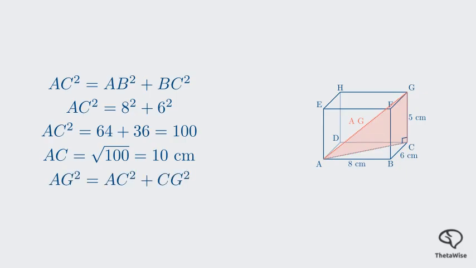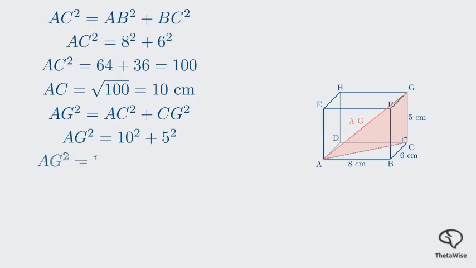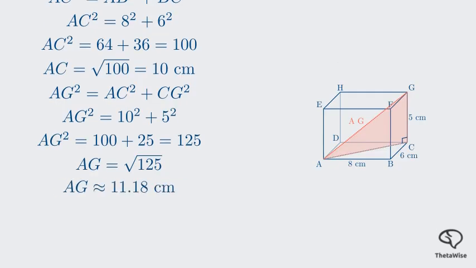We apply Pythagoras again to find AG. AG squared equals 10 squared plus 5 squared, 100 plus 25, is 125, so AG is the square root of 125. Using a calculator, the square root of 125 is approximately 11.18 centimeters. This two-step process is the bread and butter of 3D Pythagoras questions.